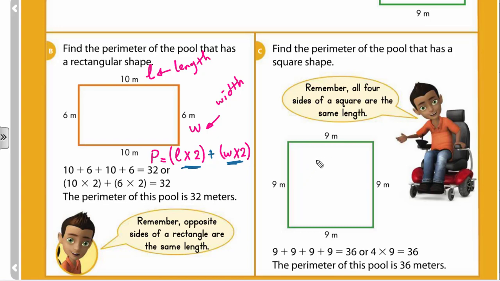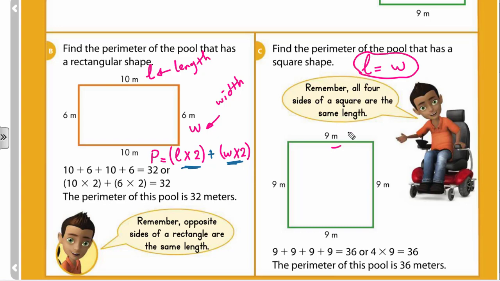Okay, now let's move to the square. For the square, my heroes, we have only one number because they are all equal. So the difference between the rectangle and the square is that the square is the same as the rectangle in everything, but with an extra property, which is for the square, length equals width. The two of them are equal. The two dimensions are equal.